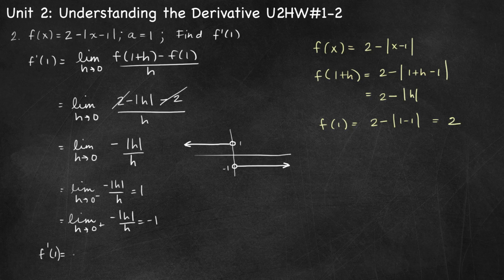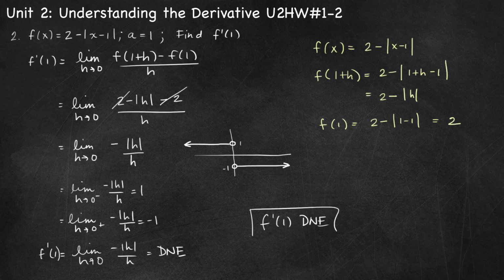So f prime of 1 is equal to the limit as h approaches 0 of this thing that we're computing, but it does not exist. So our derivative does not exist. And that means this function that we started with is not differentiable when x is equal to 1. Okay, so for this one, f prime of 1, we would just say does not exist.